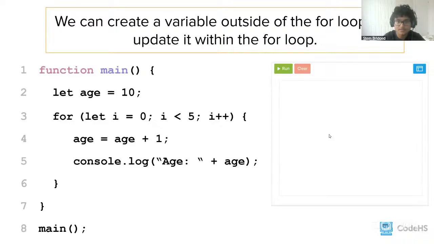We can create a variable outside the for loop and update it within the for loop. Here you can see this for loop runs 5 times. It's not that clear, but once you get used to it, you can see that this runs 5 times. You have this variable called age, and you're adding 1 to age. Since this loop runs 5 times, the age variable will be increased by a value of 5. So basically this just adds 5 to age. You can see it goes in order, from 11, 12, 13, 14, until it adds the total 5.